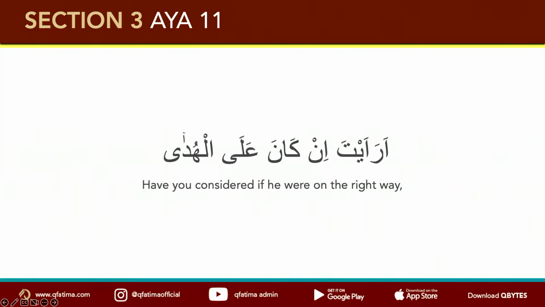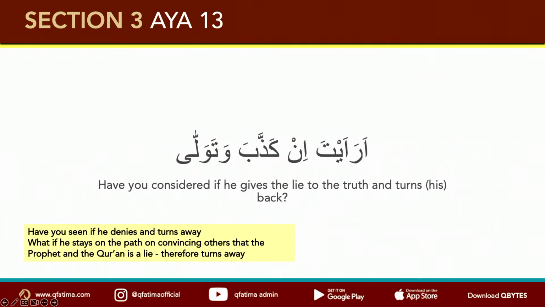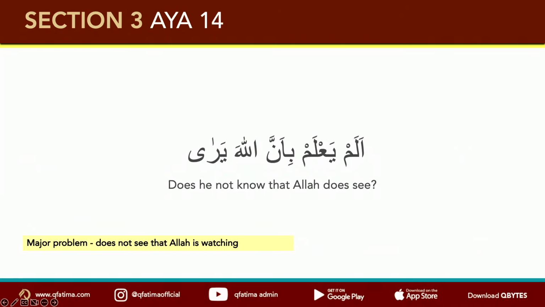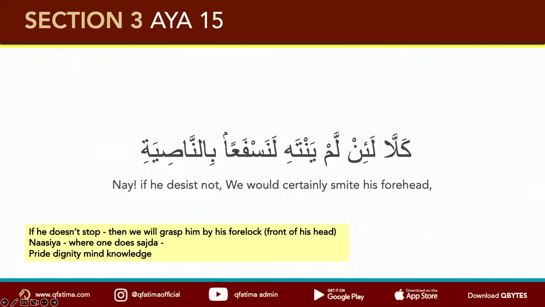Ara'aita. And then again, Ara'aita. But now he says, Alam ya'lam bi anna Allah yara. Does he not know that Allah is watching him? Kalla. If he doesn't stop, because he was threatening the Prophet, La illam yantahi, we will grab him. La nasfa'am bin nasiya, we will grab him by the forehead.